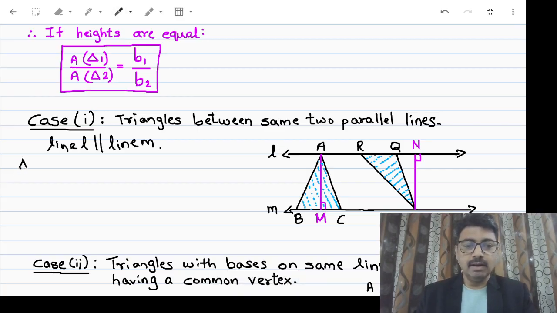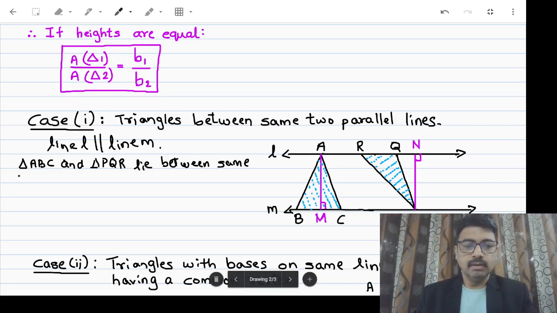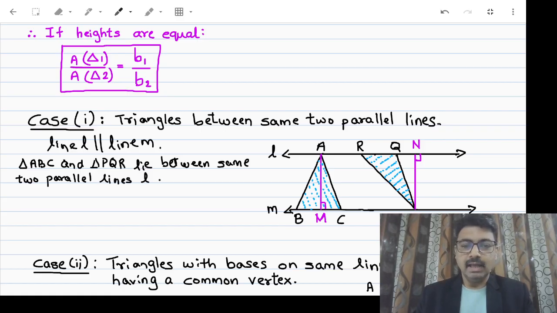So I will write here: triangle ABC and triangle PQR lie between the same two parallel lines, which are they? L and M.